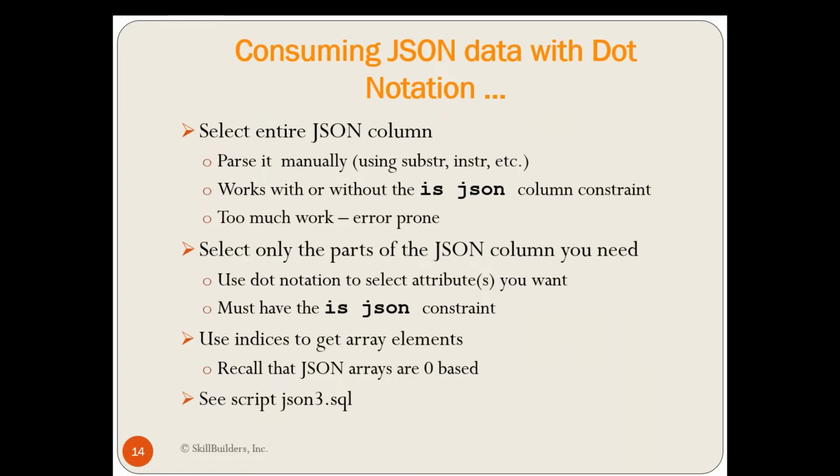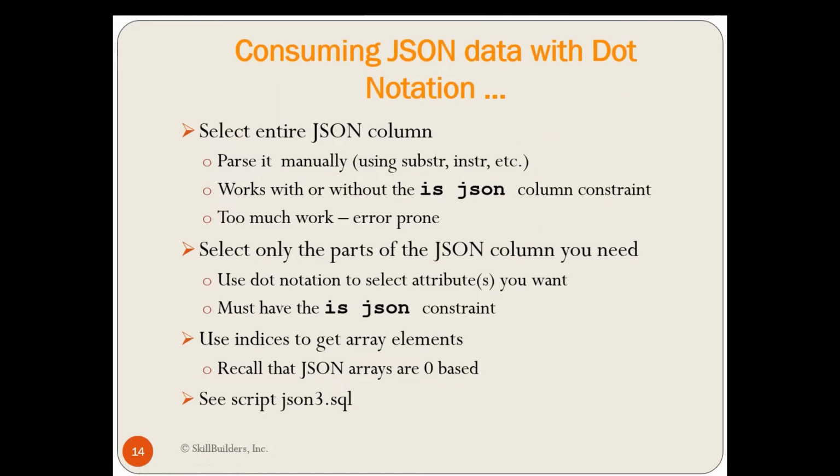Okay, now let's talk about the guts of this. You need a piece of the JSON document. So you've got this whole JSON document, and you have to pull out and select a piece of it. How can you get a piece? Well, we know you can select the entire column and put it in a CLOB or a VARCHAR2 if it's small, and then you can always parse it manually. You know, use your substring, instring, all that stuff. And that actually works with or without the IS JSON column constraint. If it's a character string, as long as you know it's JSON, you can parse it. But it's too much work, very error prone. We don't want to do that.